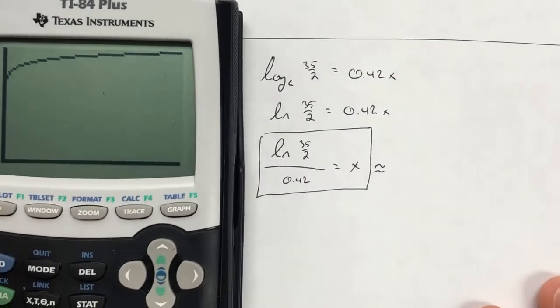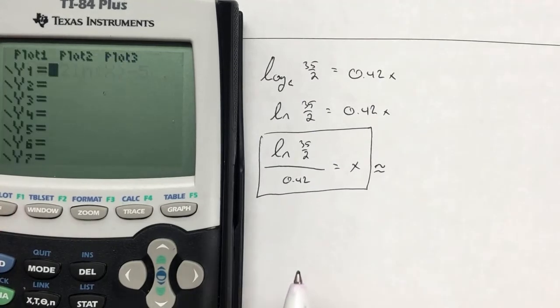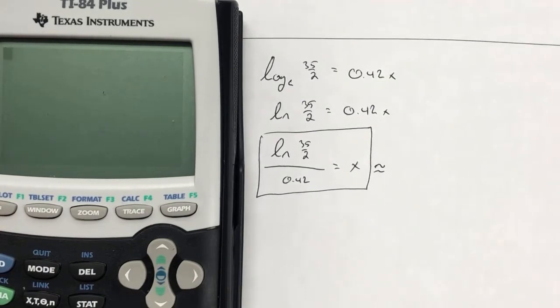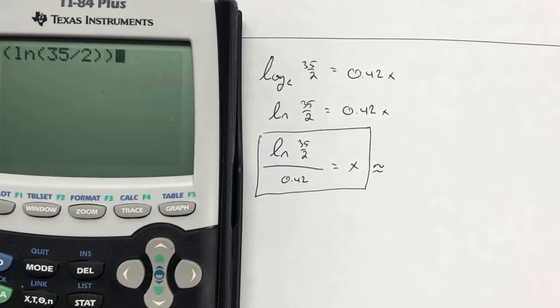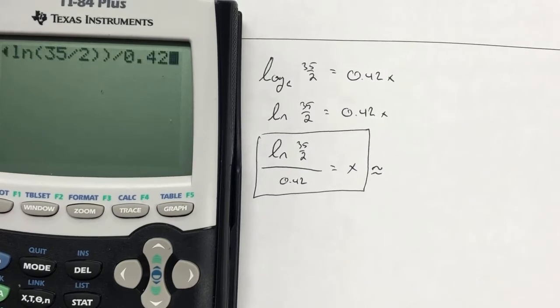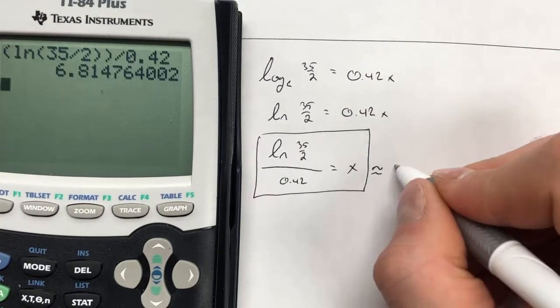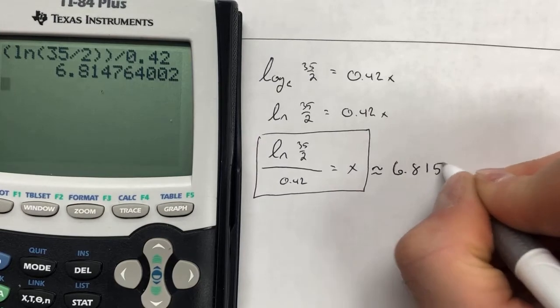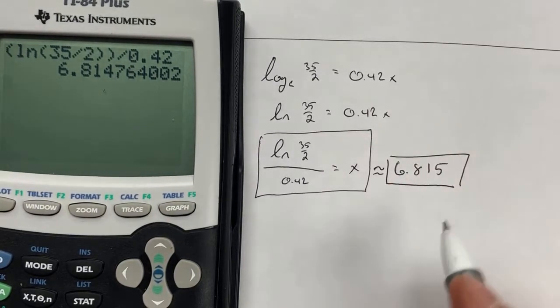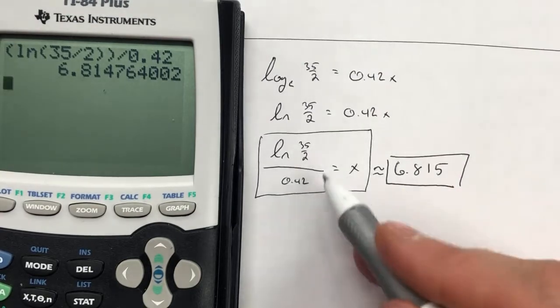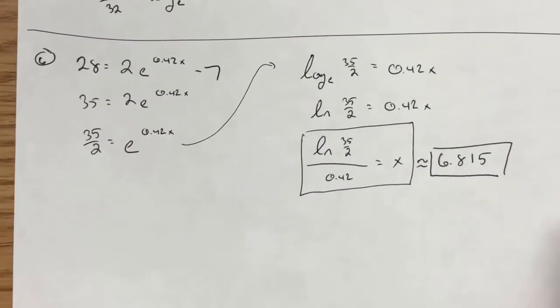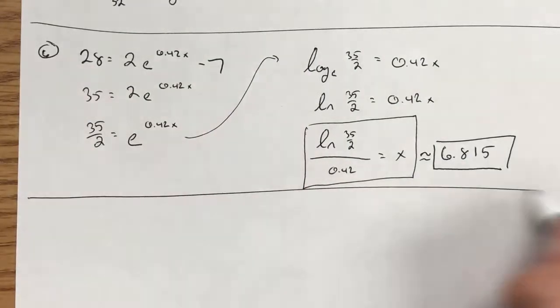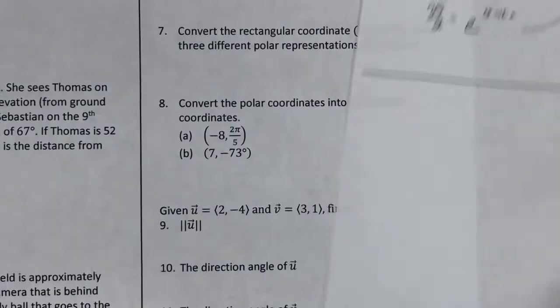So let's see, let's back out of this. If I have numerator, natural log of 35 over 2, close numerator, divided by 0.42, I get roughly 6.81, and that rounds up to a 5. So depending on if we want a rounded approximation or an actual value, there we go. So that was question 6. Let's take a look at question 7.